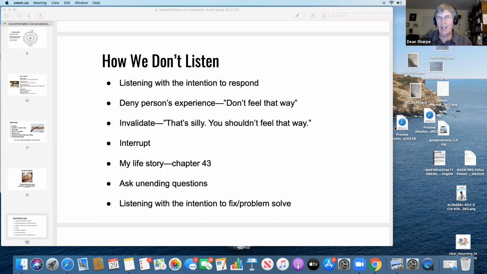My Life Story, chapter 43. This is another way of listening with the intention to respond, but it's responding with the same. Isn't it interesting? The same thing happened to me back in 1965. Often the person you've been telling a story to, of something that's important to you, is off in their life story, chapter 43, same thing happened to me. Sometimes in our quest to understand, at least on our intellectual level, we'll ask unending questions.